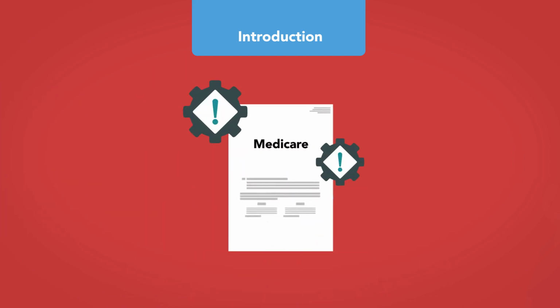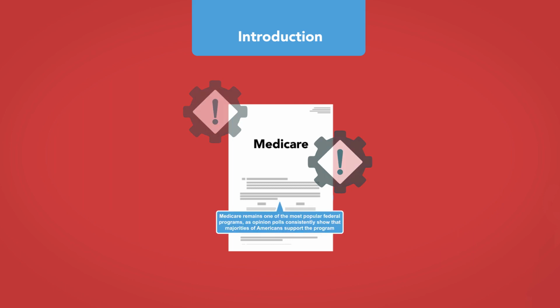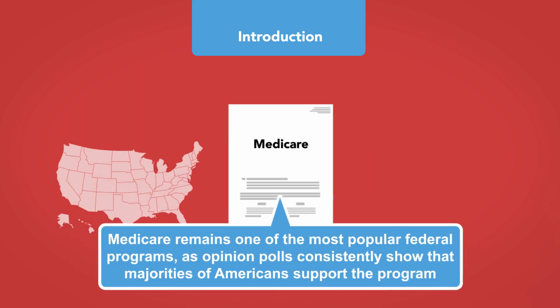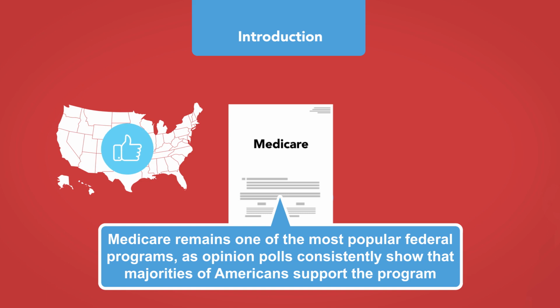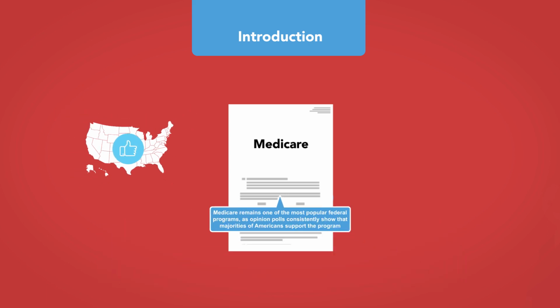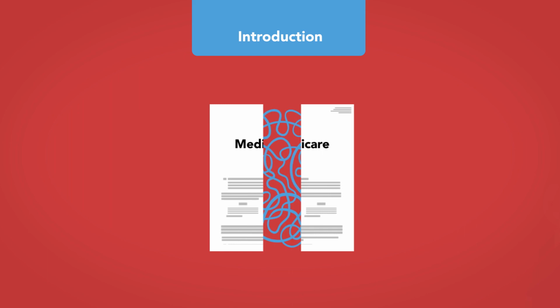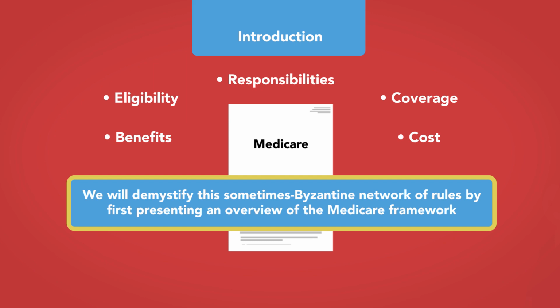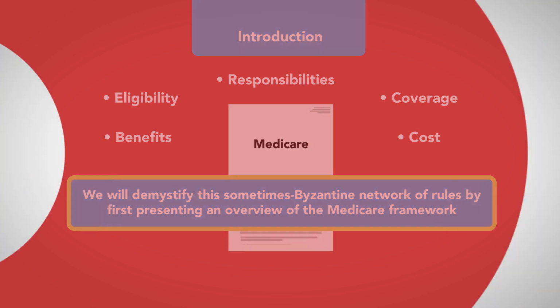Despite occasional problems and continued tweaking, Medicare remains one of the most popular federal programs, as opinion polls consistently show that majorities of Americans support the program. Though Medicare remains an exceedingly complex system, in this course we will demystify this sometimes Byzantine network of rules by first presenting an overview of the Medicare framework, including eligibility and coverage, and then focusing on the minutiae of the costs, benefits, and responsibilities of the system's users.